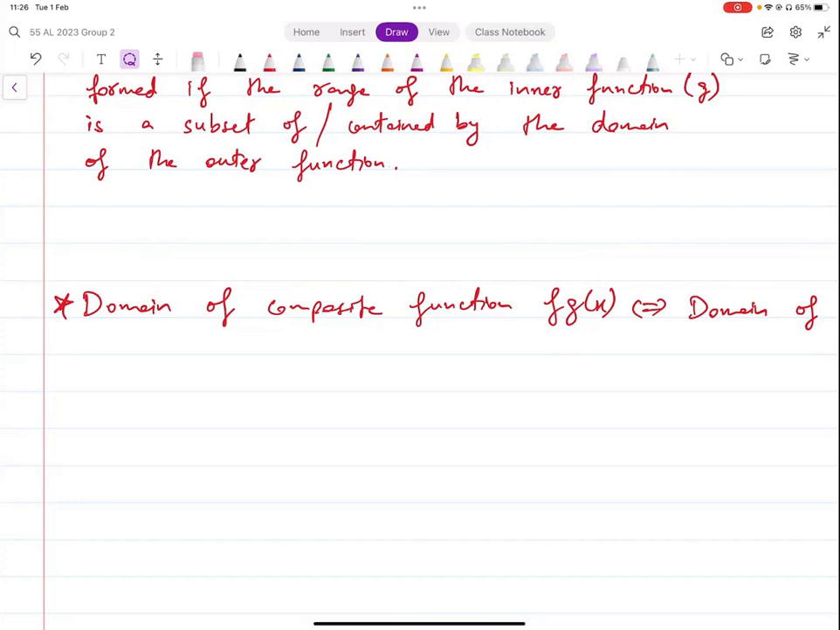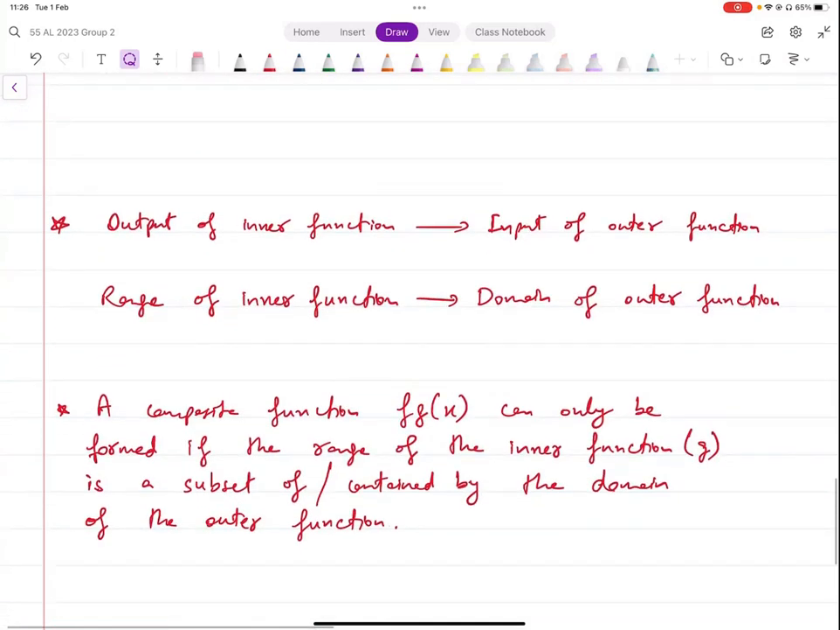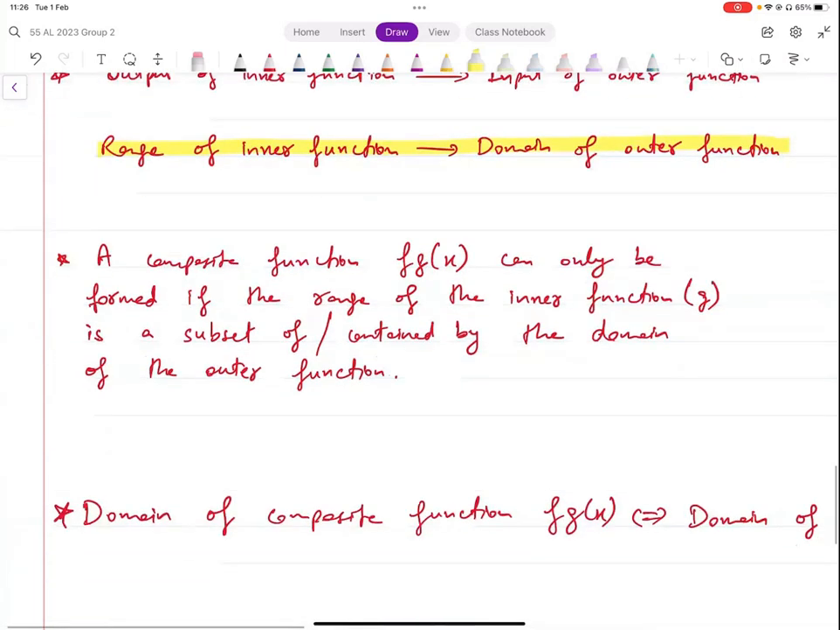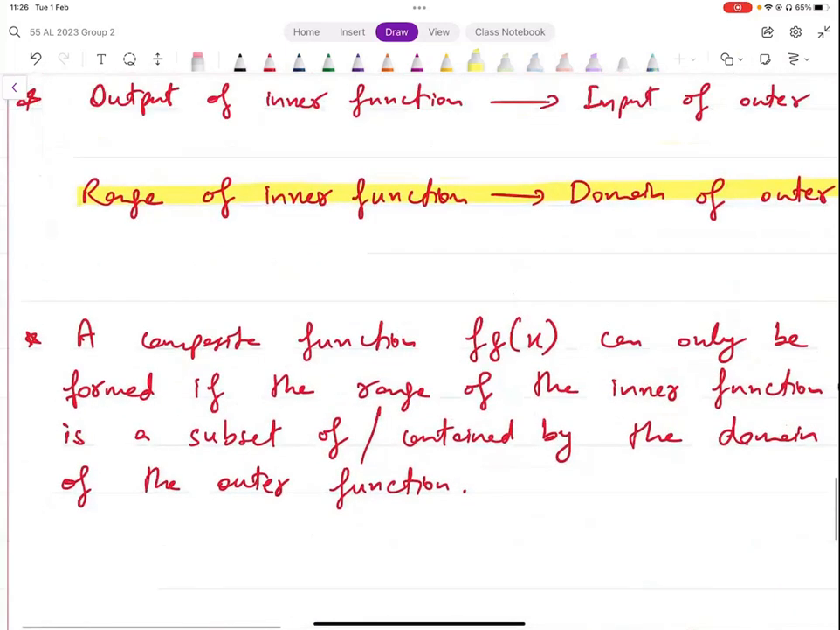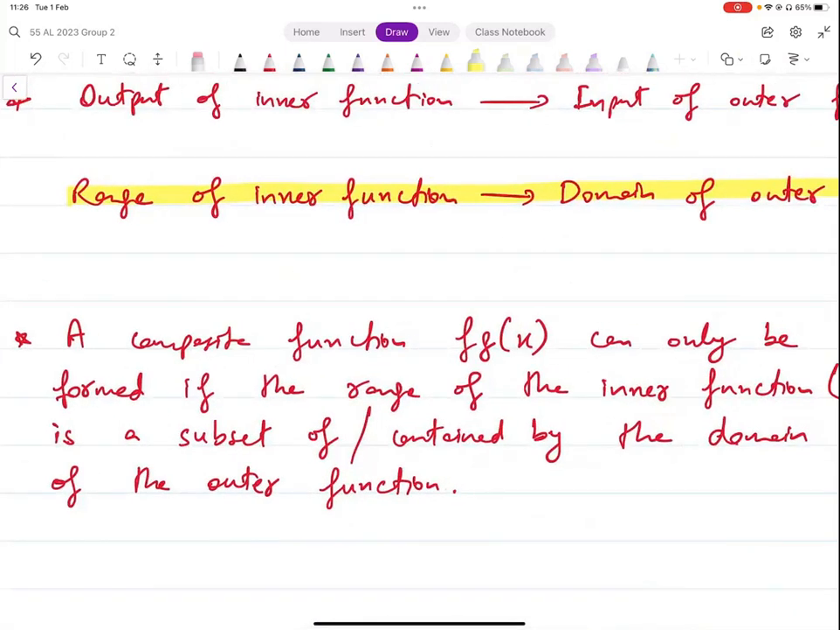So there are two things that you need to know about here. One is the relationship between the range of the inner function and the domain of the outer function. In most cases, in fact, all the cases that you'll see in the past papers at least, they are the same. Range of the inner function should be the same as the domain of the outer function. That's the only way a composite function would exist. But this is more mathematically accurate: they can be equal, or the range can be a subset of the domain, then it will exist. Okay.